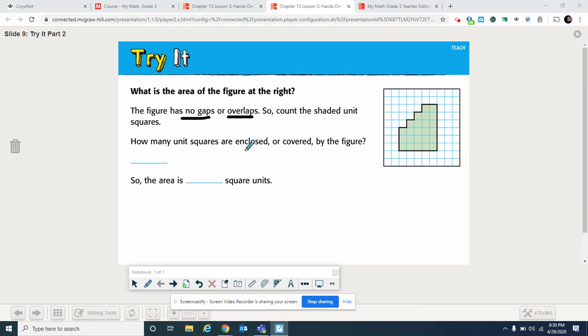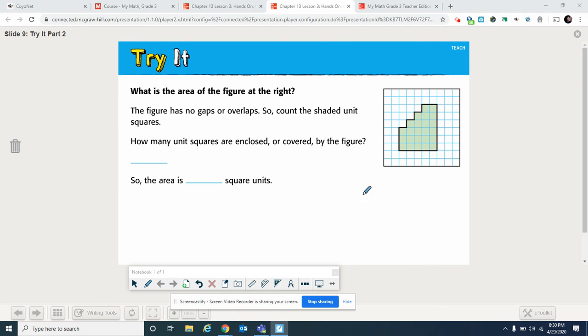That means enclosed, I mean inside of the figure. Enclosed and covered means in here, inside. How many squares? Do you have any clue? What are we going to do? All right, good. So we just need to count how many squares are actually inside of this figure.